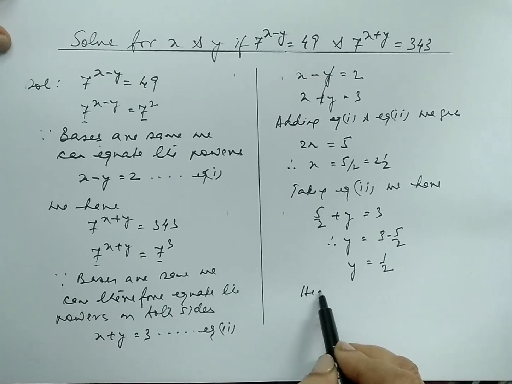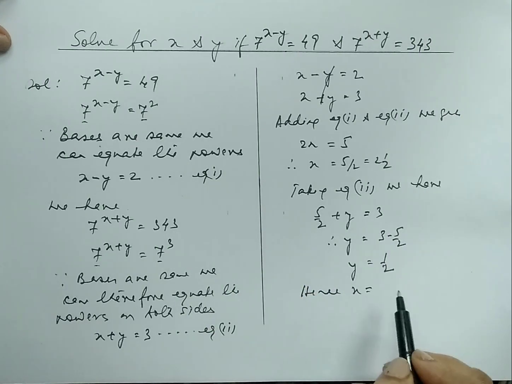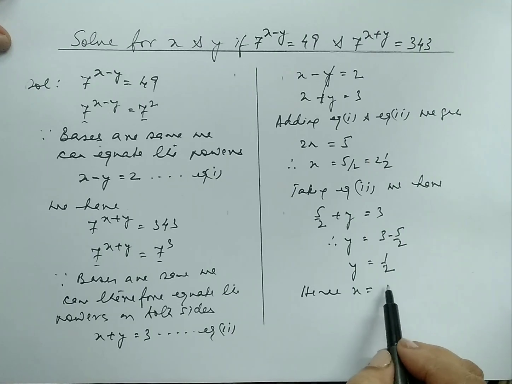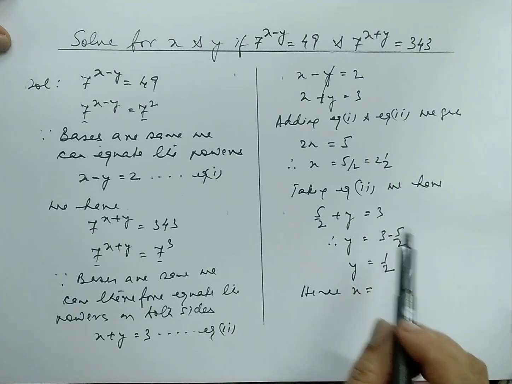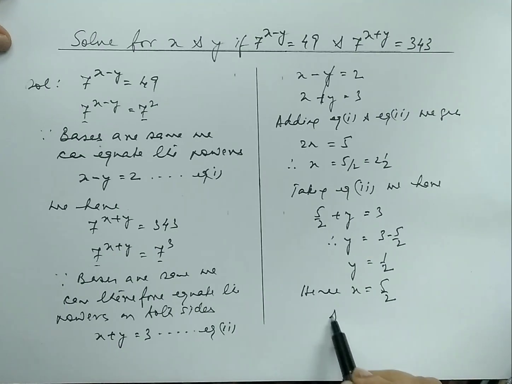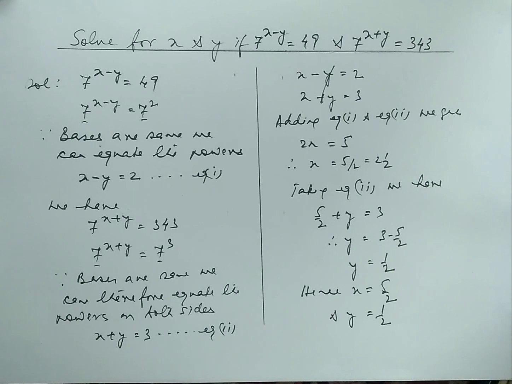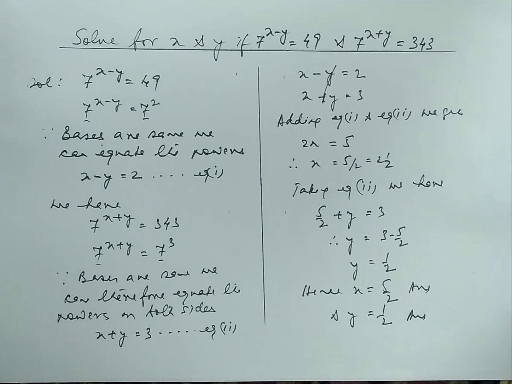Hence we have sought the values of x equals how much? We got 5 by 2 and y equals half. So this was quite a simple sum, which you can easily do. I know that. Okay. So these are the two answers we were looking for.